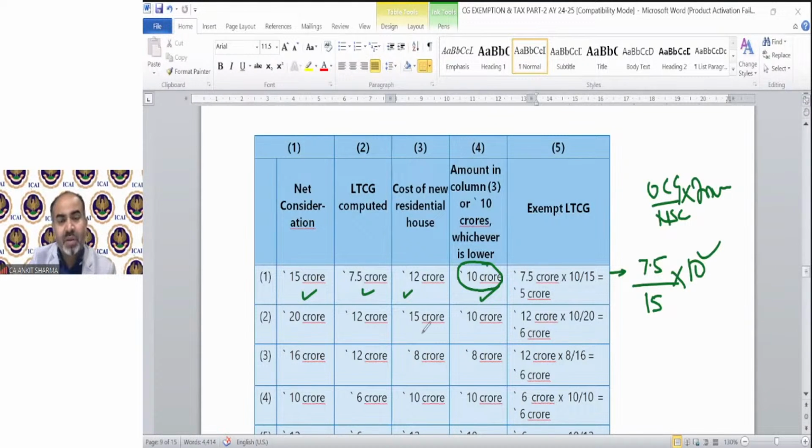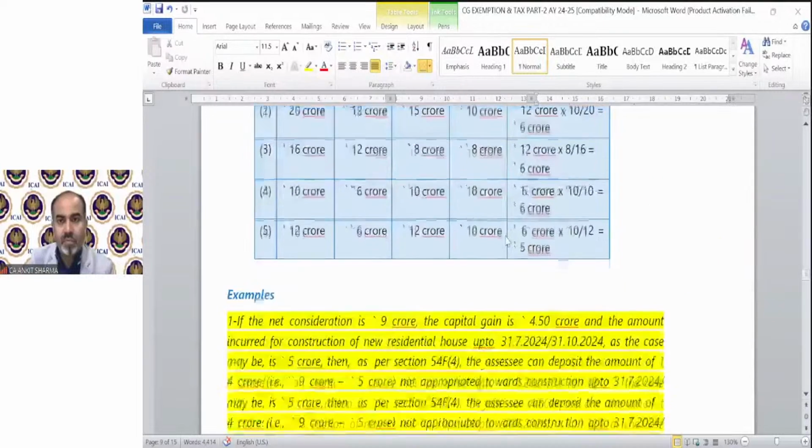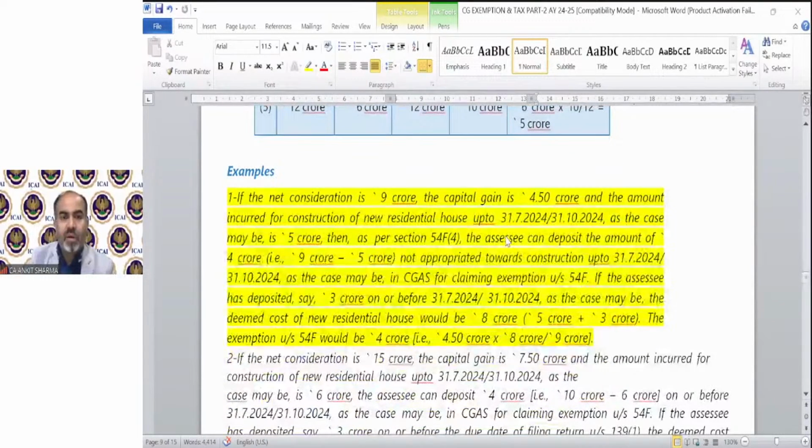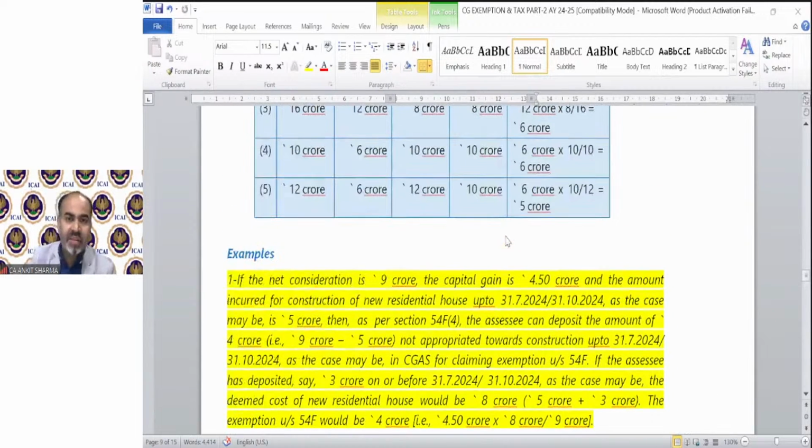In the second example, again the cost is 15 crore, but it will be restricted to 10 crore. Same formula, original capital gain upon net sale consideration multiplied by investment amount. Third is 12 crore gain, investment is 8 crore. So you can claim the exemption by taking 8 crore as the investment. Same formula. So these are exactly the same cases. Now examples again regarding this, you can read it. Of course, they are exactly the same examples as given in this table.